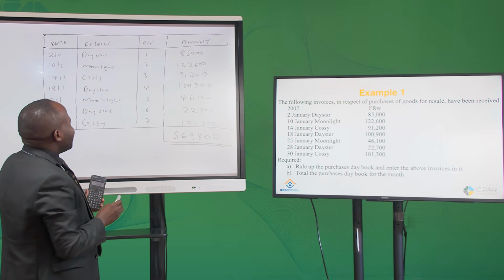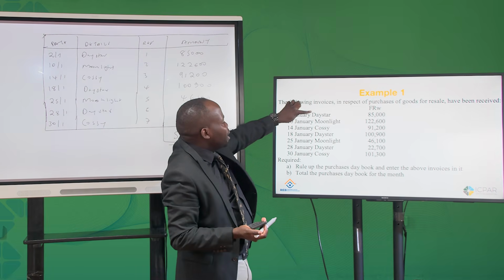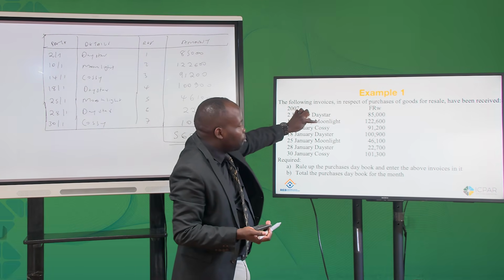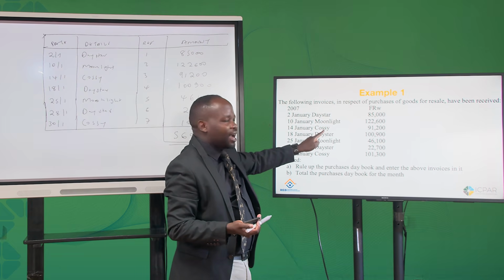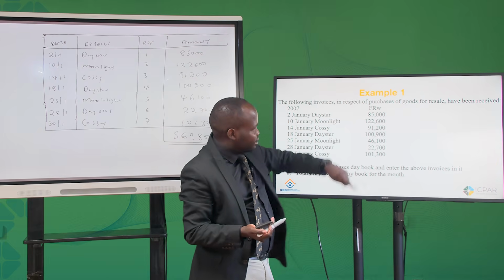Remember, these entries will be taken to the ledger accounts. So there will be a ledger account for Daystar, there will be a ledger account for Moonlight, and there will be a ledger account for Cozy. We will look at that in the next chapter.